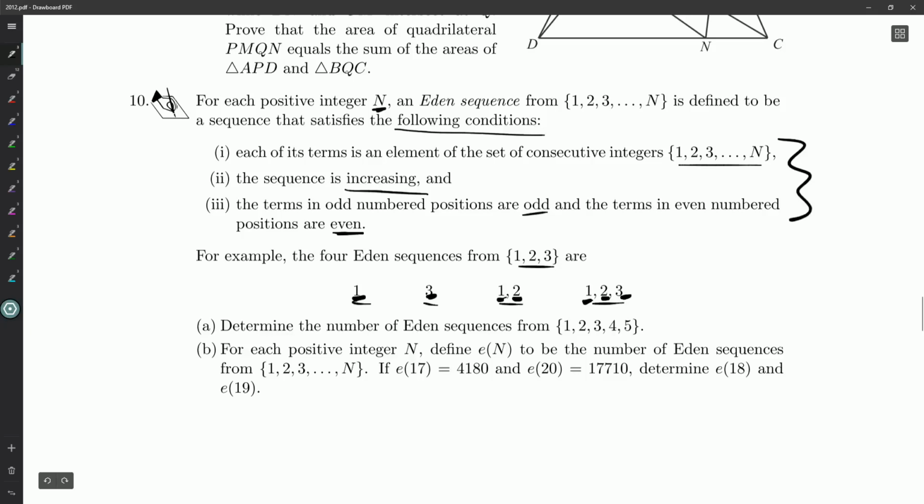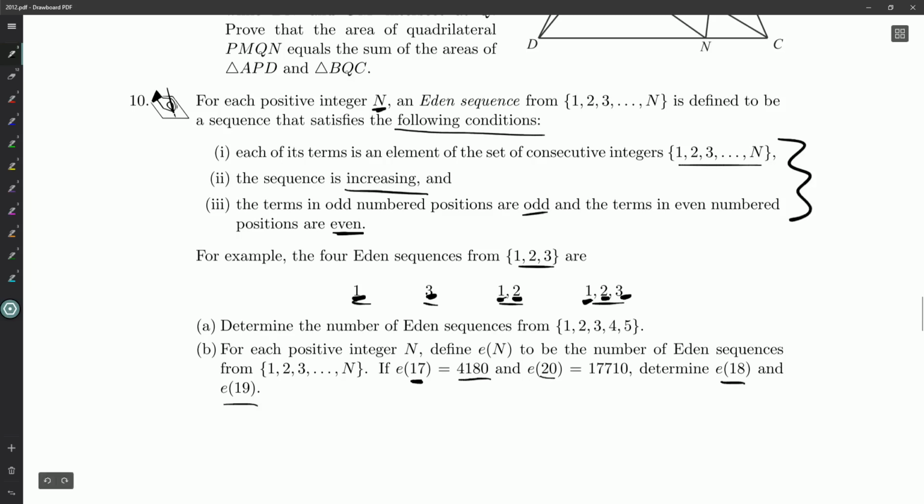And B, for each positive integer n, let En be the number of Eden sequences from 1, 2, 3, 4, 5 all the way up to n. If E17 is 4,180 and E20 is 17,710, determine E18 and E19. So they're doing some computation work there for us in B.